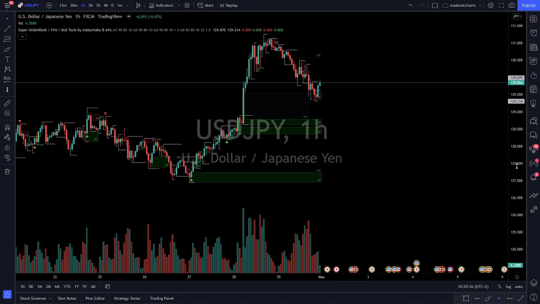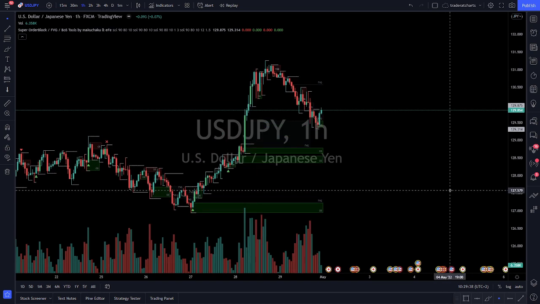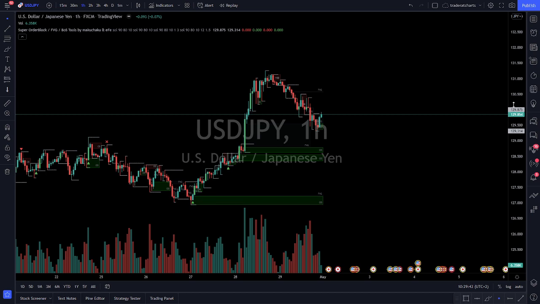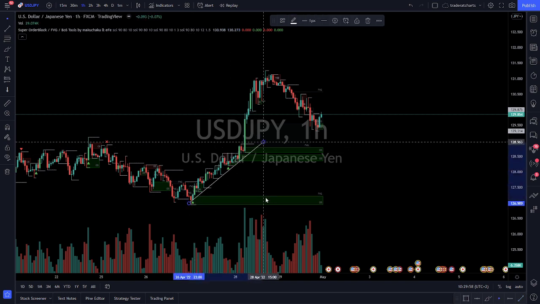I personally don't use it. I don't like this kind of indicators, but that's my personal opinion. But I think it can be helpful if you want to see levels early on and you don't want to write trend lines like this.